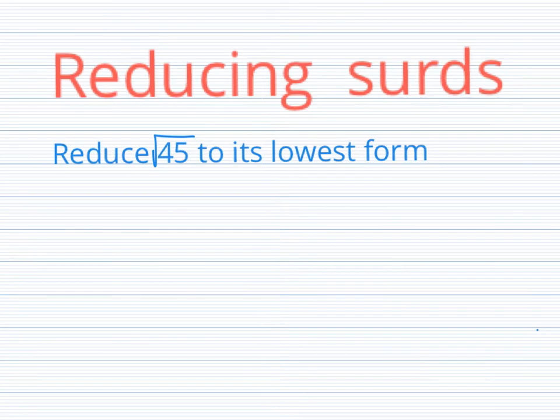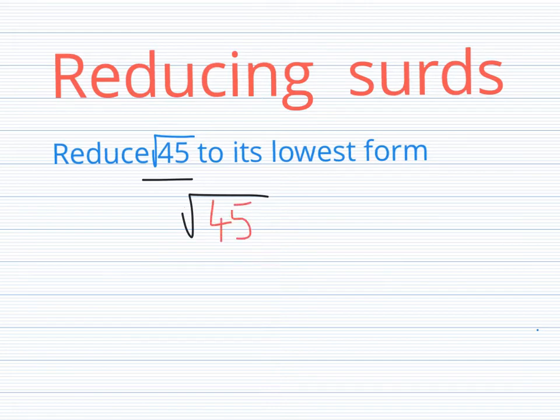Our first question here is to reduce root 45 to its lowest form. Whenever we're thinking of surds, it's really important that we focus on the square numbers. I think that's really important because, of course, this is actually a square root, but we don't actually write the square root. So root 45 is what we're asked here to write in its lowest terms.